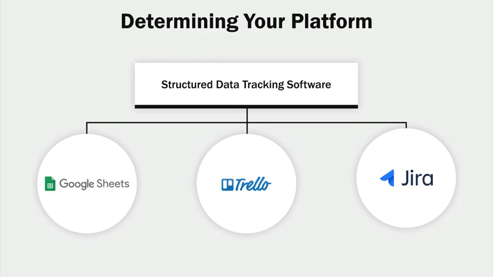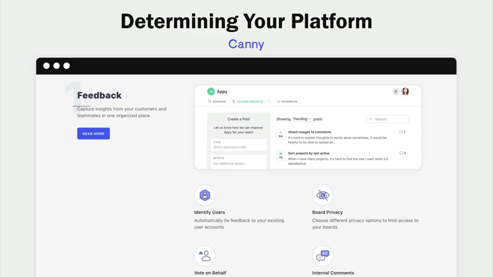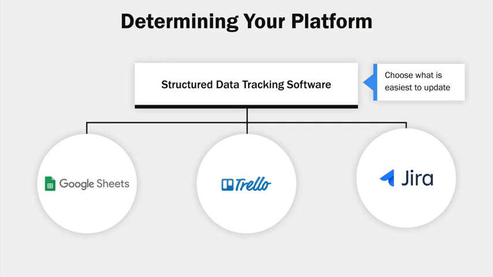Any software that allows you to track data in a structured way will generally work as an FSOR. Some common platforms used are Google Sheets, Trello, and Jira. If your users are particularly engaged, you can also consider using a public-facing feedback software like Canny, which allows users to directly upvote and submit feature requests. We recommend choosing your platform based on what you feel will be easiest to update for your organization, because keeping the FSOR up to date is one of the most challenging parts of maintaining a useful FSOR.